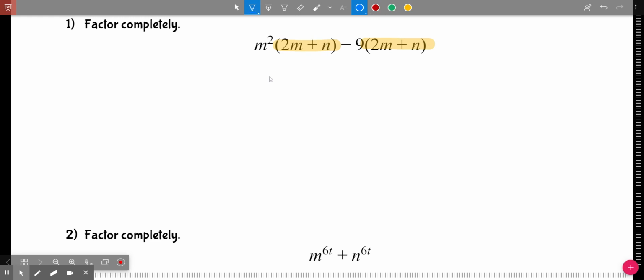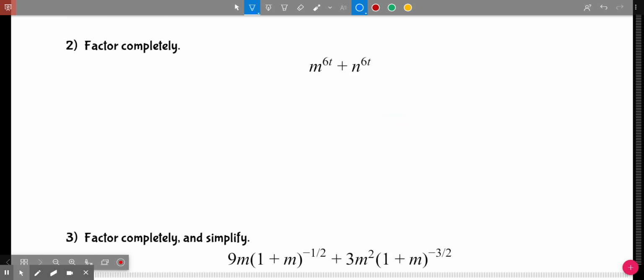We're going to factor out your common factor. So 2m plus n will move to the front, and then you're left with what's left over. You always check to see if you can factor more. So m squared minus 9 is a difference of squares. So this is 2m plus n times m plus 3 times m minus 3.